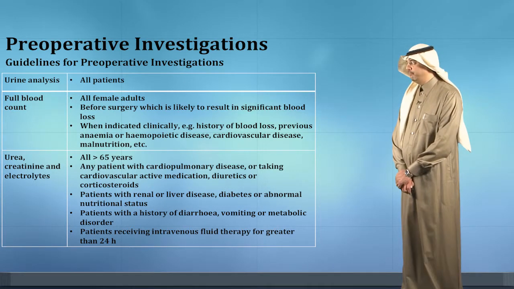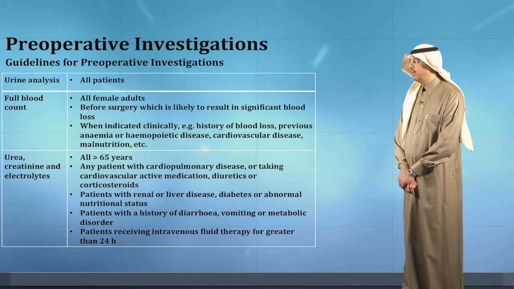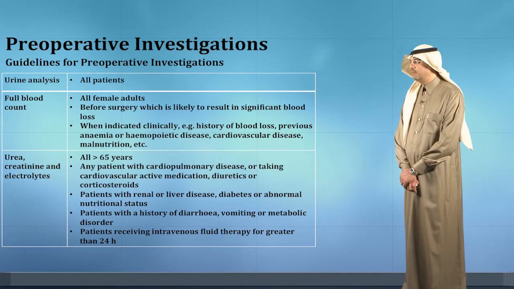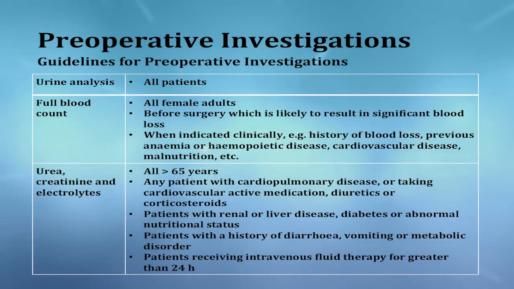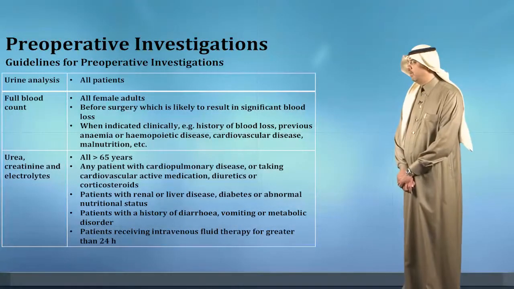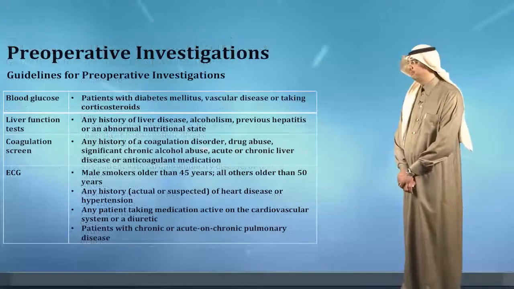preoperative assessment should include. It's recommended that all patients should have a urine analysis, a full blood count, especially in female gender, or patients who are anticipated to have a significant blood loss, or when indicated clinically, such as history of blood loss. It's important also to request urea, creatinine and electrolytes in patients who are more than 65 years of age, or in a patient who has a cardiopulmonary disease, or patients with liver diseases, diabetes, or patients with diarrhea, vomiting, or metabolic disorders, or patients receiving fluid therapy for more than 24 hours.